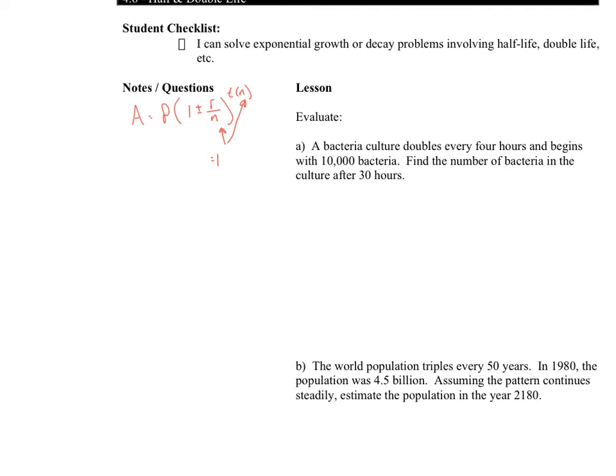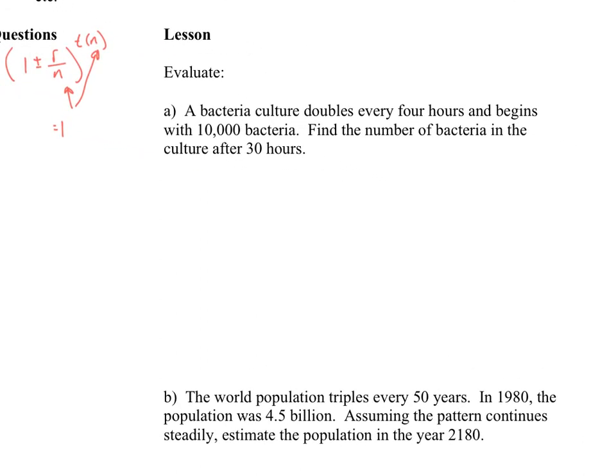So A says we have a bacteria culture that's doubling every 4 hours, and we're going to start with 10,000 bacteria. And we want to find the number of bacteria in the culture after 30 hours. So this is just like back when we started, A equals P times, and we said that n is going to be 1, so we don't even need to write divided by n or t times n because n is 1 in this case. We know that we initially have 10,000 bacteria, but there's a little bit more thought that needs to go into this.